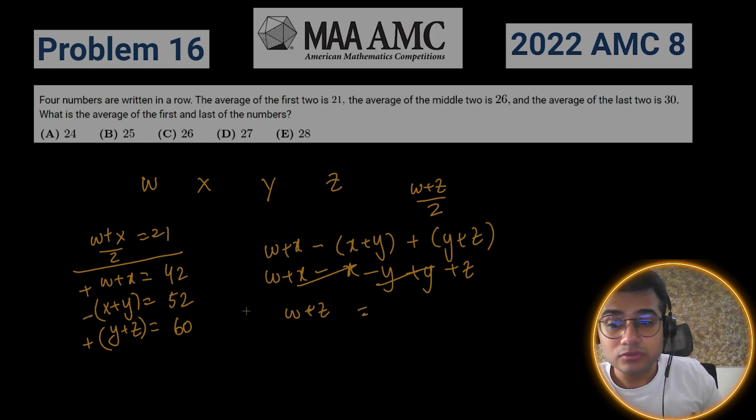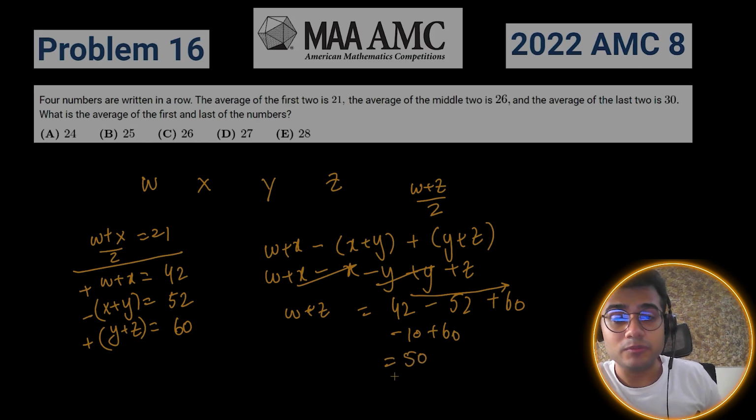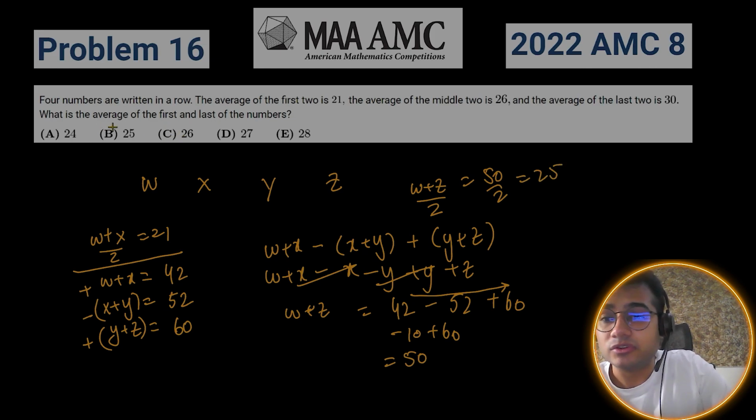And what would that be equal to? W plus x is 42, minus x plus y is 52, and then plus 60. Since we have to follow the order of operations, we go from left to right. So 42 minus 52 is negative 10. Negative 10 plus 60 is going to be 50, and w plus z is 50. Therefore, w plus z divided by 2 is going to be 25. So the answer is B.